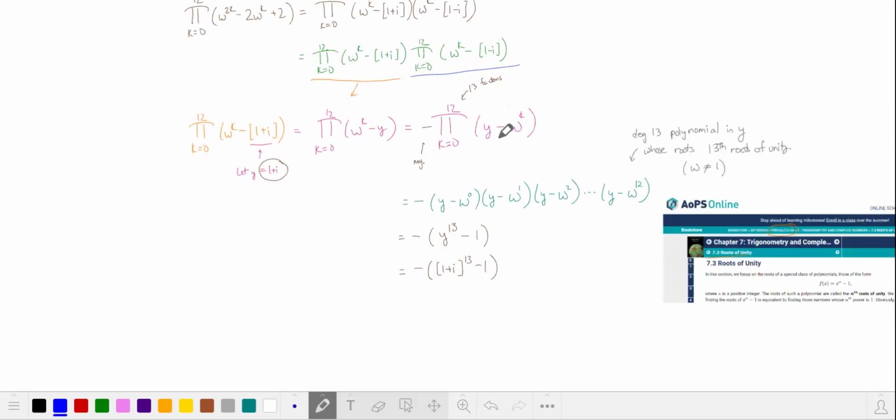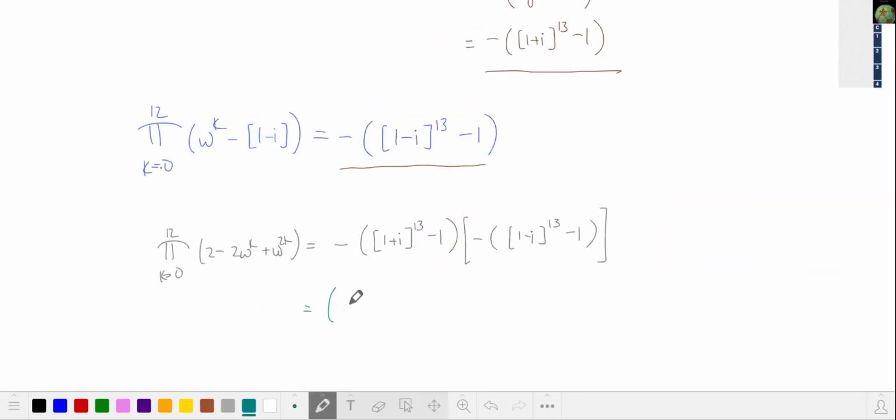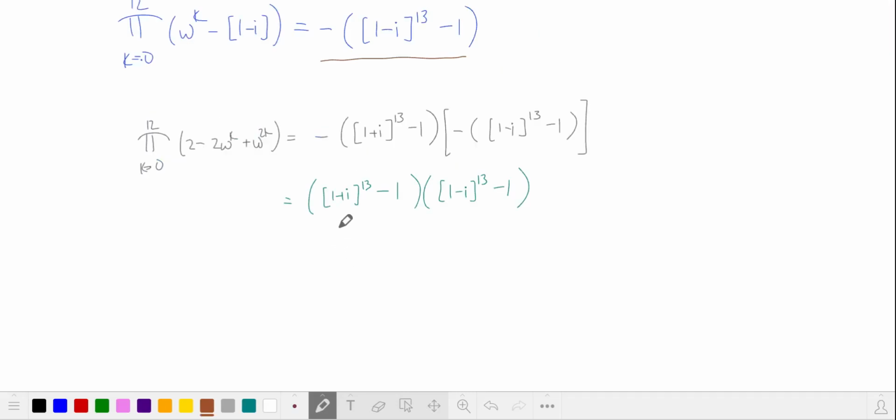Similarly, with our second factor, using the same steps, we can rewrite this as the negative of (1 minus i) to the 13 minus 1. We're interested in the product of these two factors. Negative times negative is positive. Since we're taking a power of a complex number, I'd like to rewrite 1 plus i and 1 minus i in their exponential forms. Here's 1 plus i.